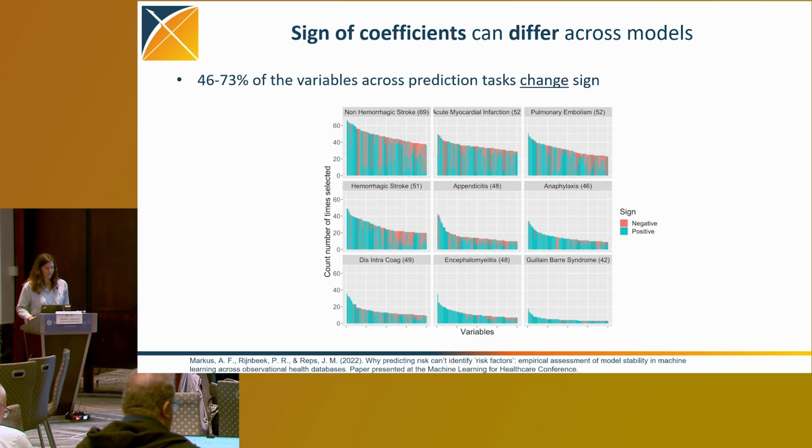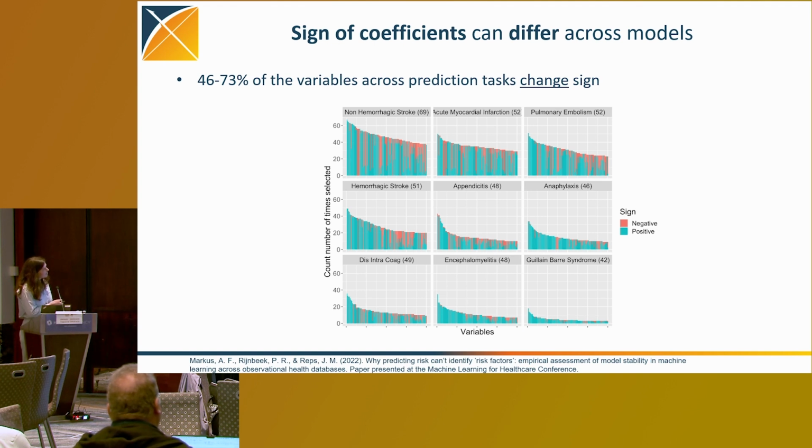The third point that we looked at here was what the effect was on the sign of coefficients. And now this matters a little bit less. This matters less for the detection of risk factors, but it matters a lot for the interpretation of them. And so we looked at the sign of the coefficients.